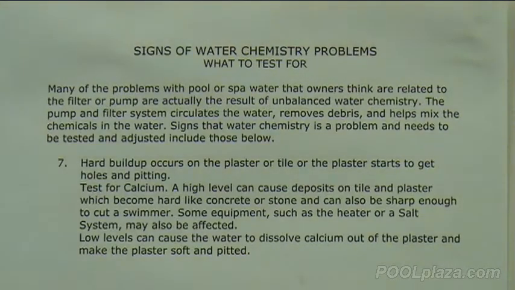Sometimes you'll notice the hard buildup of calcium deposits on tile or the plaster itself. When this is true, test the water for the calcium levels. The high calcium levels usually contribute to the deposits that you see. Low calcium levels can mean that your plaster is going to get soft or that it will start pitting and have holes in it. Neither of those conditions can be allowed to exist, or you'll suddenly find yourself needing to replaster the pool or have the tile line scraped or chiseled to get that off. Check the calcium level and make corrections.